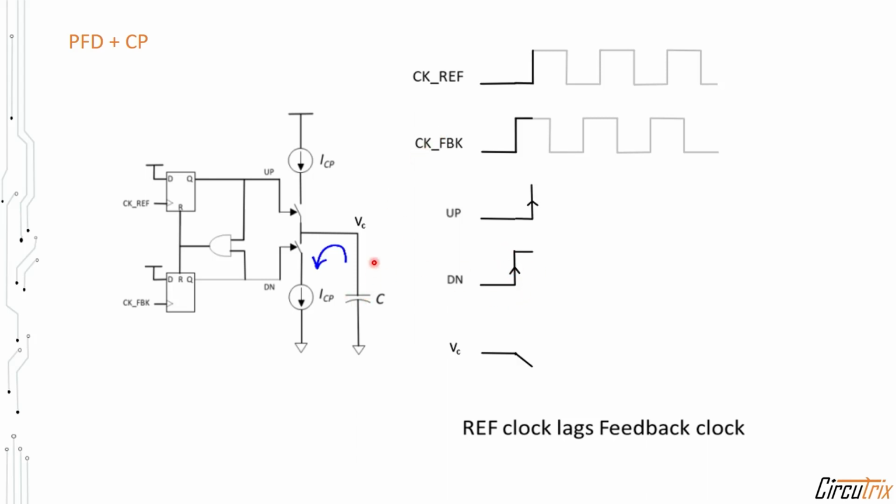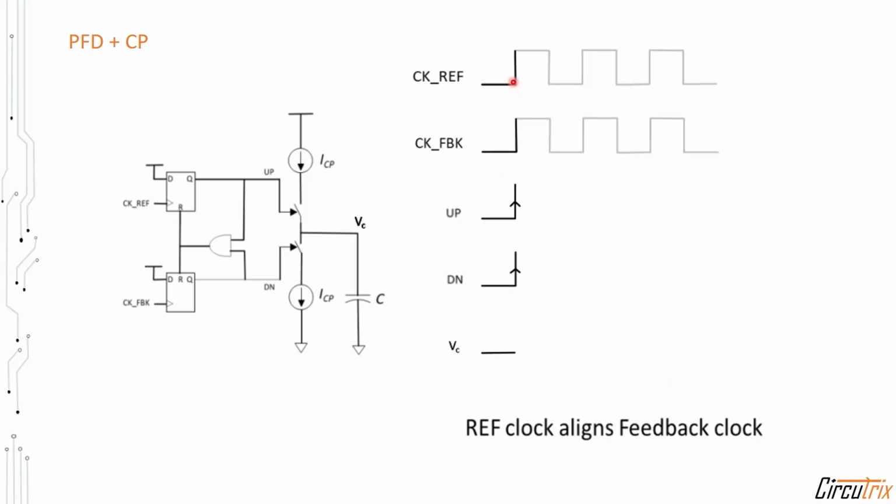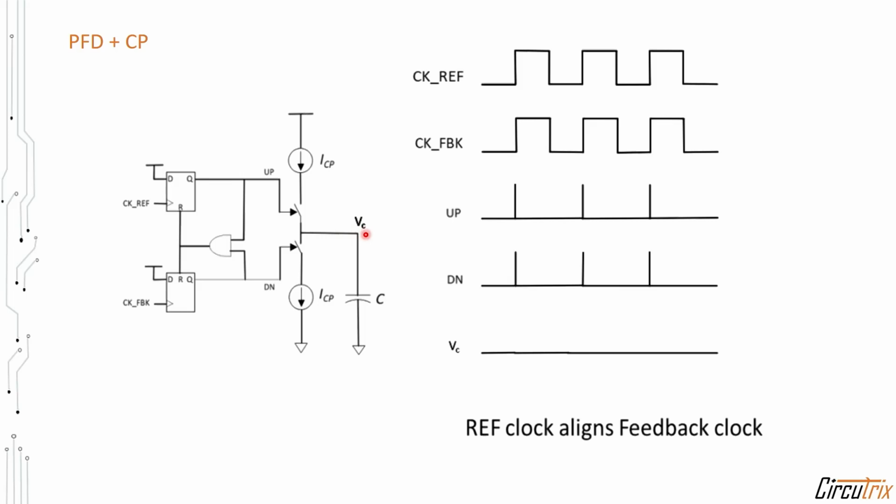In the case of reference clock lagging behind the feedback clock, your down signal will be issued first and it will discharge the value from the capacitor and the voltage will start decreasing. The moment both switches are open, it will maintain the constant voltage. And this process repeats for every cycle. Here we can see for the case when they are aligned, we never get either up signal or down signal, so the voltage output remains constant.